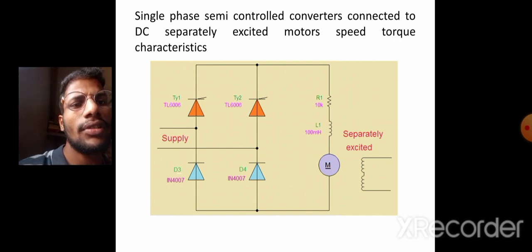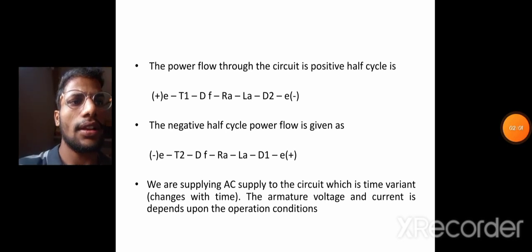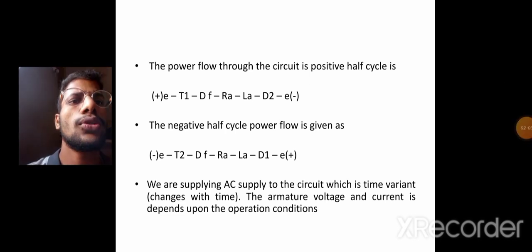Whenever a supply is given to the circuit, the motor is taking the power, and when we switch off the power, the inductor will act and recharge the energy in the reverse direction, and it is a self switch off. The power flows through the circuit in the positive half cycle.